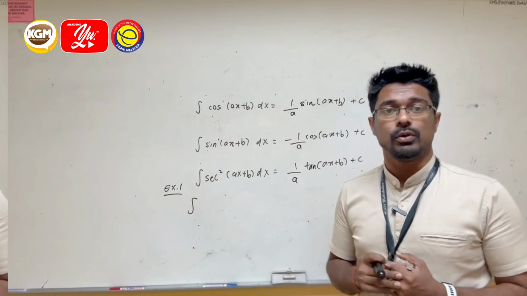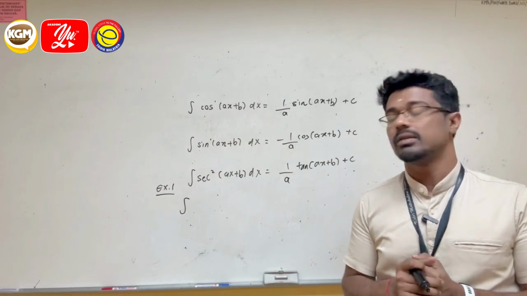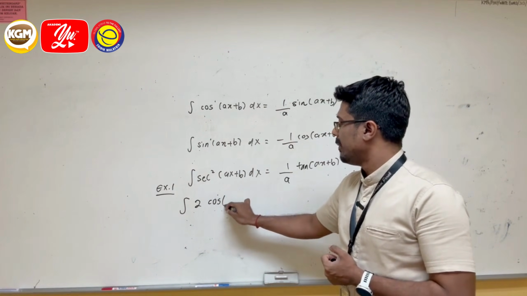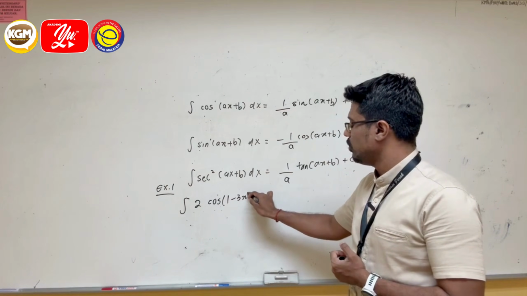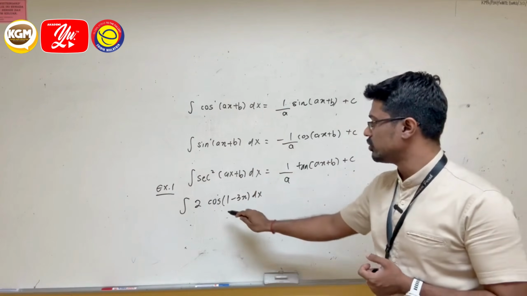Okay, let us go and see a few examples in order to see how we use this formula. I'm going to give you one simple example first. Maybe I give you 2 cos, maybe say 1 minus 3x. So we want to go and integrate this.